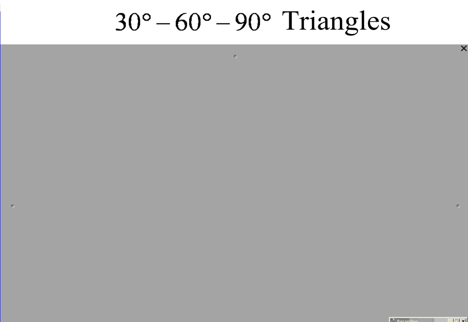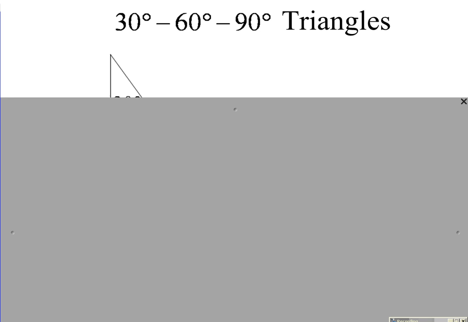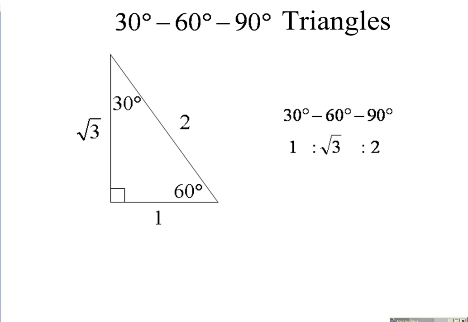30, 60, 90 triangles have a very similar relationship. In a 30, 60, 90 triangle, the sides will always be in a ratio of 1 to root 3 to 2. So once again, this is what you need to have memorized. If you know that, it's going to be a matter of, again, filling in what's across from the 30-degree angle, what's across from the 60-degree angle, what's across from the 90-degree angle, and solving your proportions.